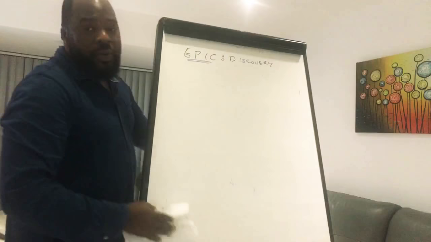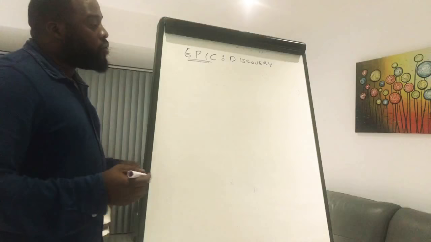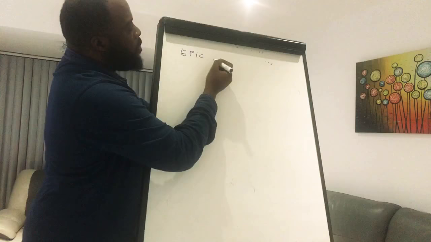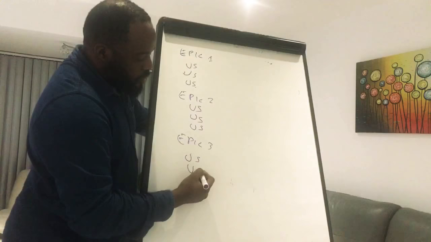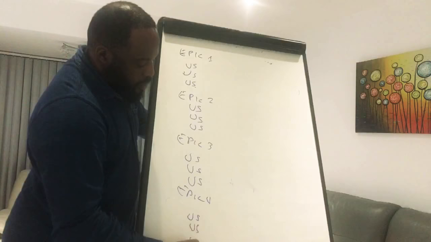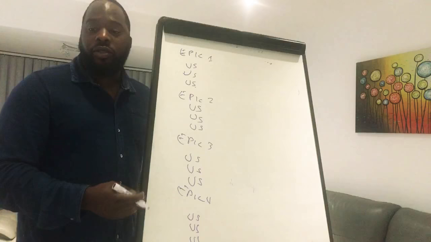Okay, so now that we have that sorted, what else are we going to do? Well, imagine that we have created all the epics. So normally you would have maybe epic one, and then you have user story, user story, user story. You have maybe epic two, with user story, user story, user story. Epic three, user story, user story, user story. You have epic four, user story, user story, user story. All right, now I'm kind of assuming that I've prioritized this. I'm just assuming that, but let's just say that we haven't prioritized it. We just listed all the user stories, broken them, and categorized them into epics.